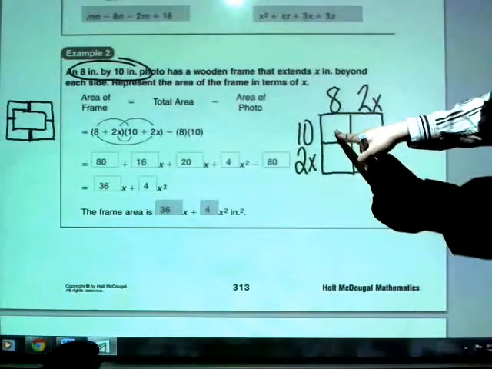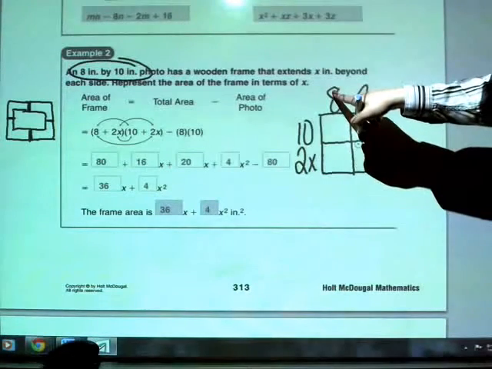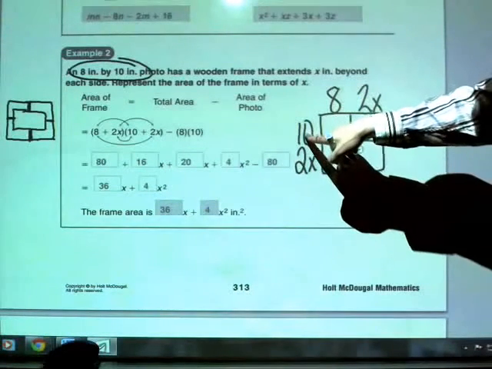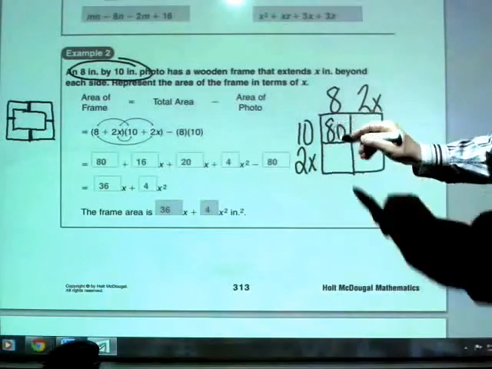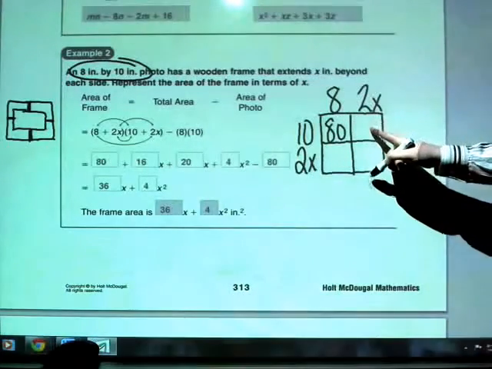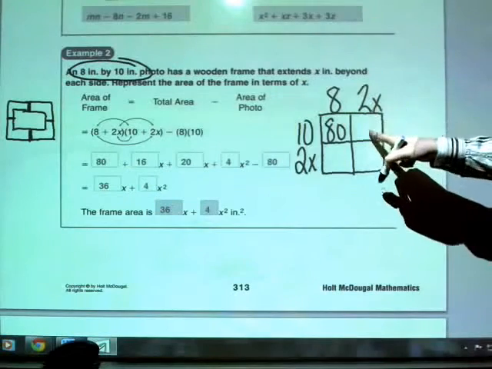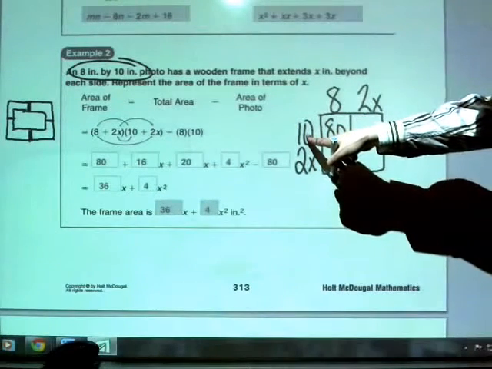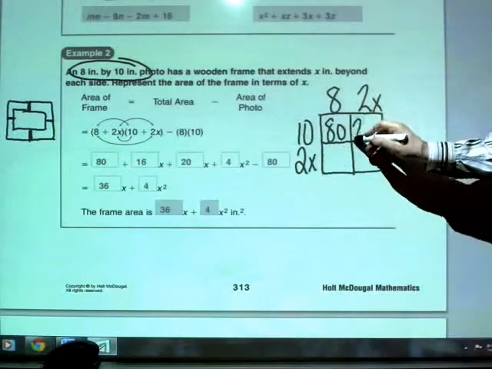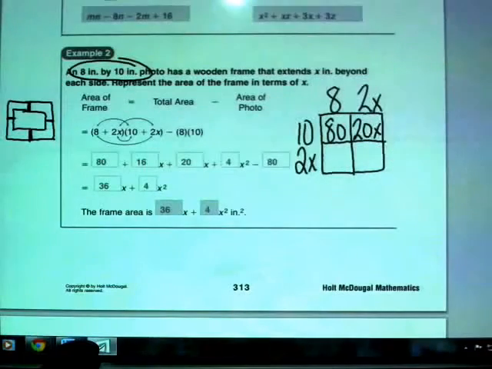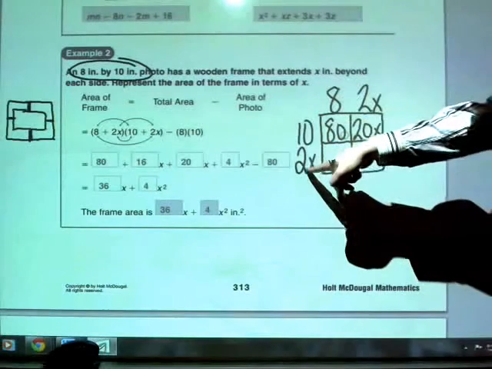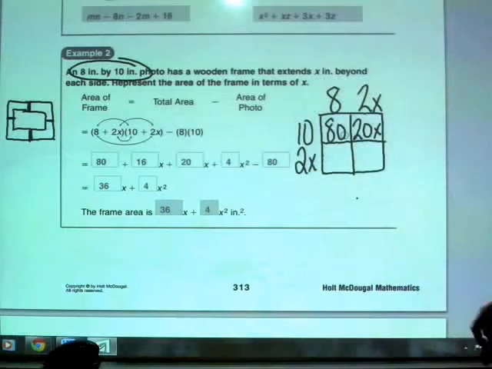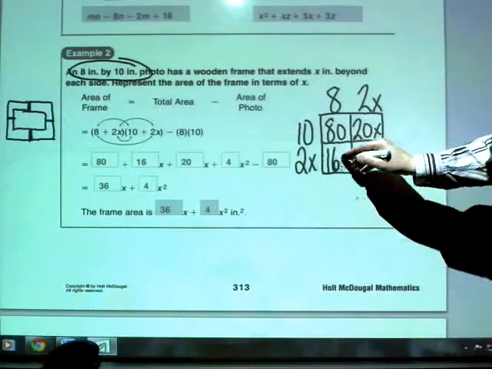All right, so this upper left box here is the product of 8 that's above it and 10 to the left of it. 8 times 10 is going to change into 80. This box here has 2x above it and 10 to the left of it. 2x and 10 go together to make 20 x's. This box down here in the lower left has 8 above it and 2x to the left of it. 8 times 2x is going to give me 16 x's.